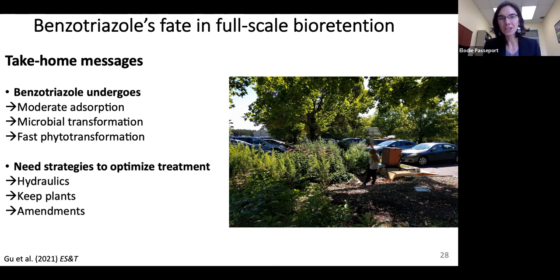There are strategies that can be implemented in order to optimize this treatment potential. First of all, obviously, we need to work on the hydraulics and making sure that the full volume of the bioretention cell is used for treatment. We saw that keeping plants in the system is relevant because they can act either directly or indirectly in contaminant transformation. And we can think about various amendments. First, to better sorb benzotriazole, but second, because organic amendments can release tasty, bioavailable carbon for bacteria that can then use it and do co-metabolism for the treatment or the degradation of benzotriazole.